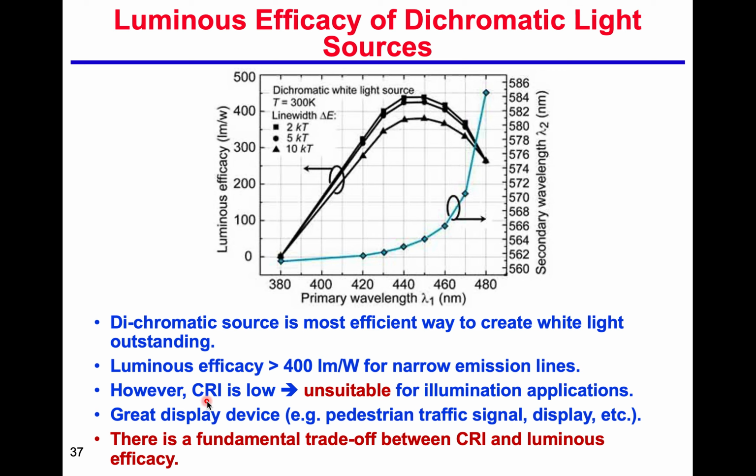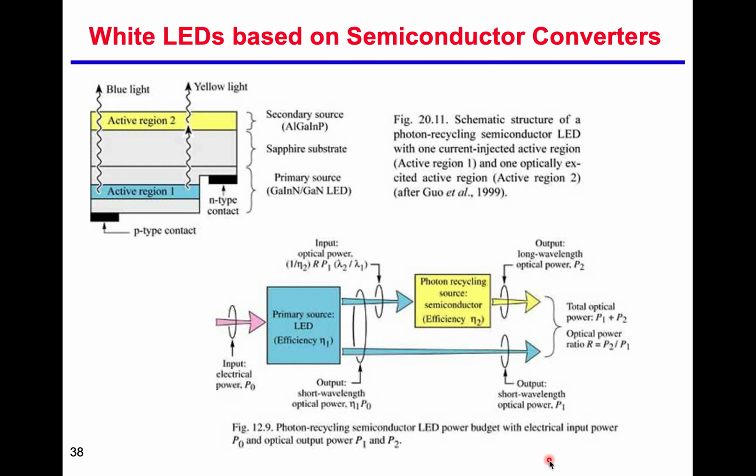So that will result in the lower color rendering index. That is good for the display, maybe white, high efficiency, that's good. But the color rendering index is not so good. For the lighting application, it's not so good. So here shows you the trade-off, the fundamental trade-off between the CRI and the luminous efficacy.